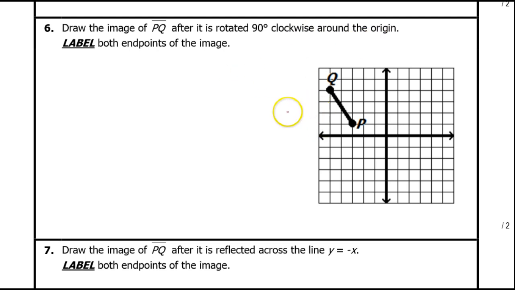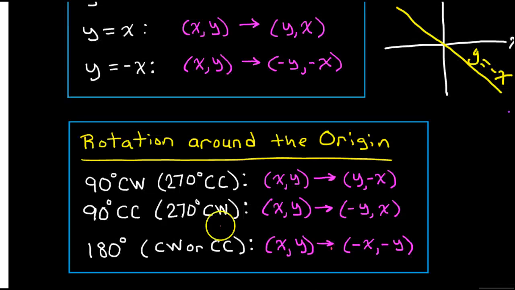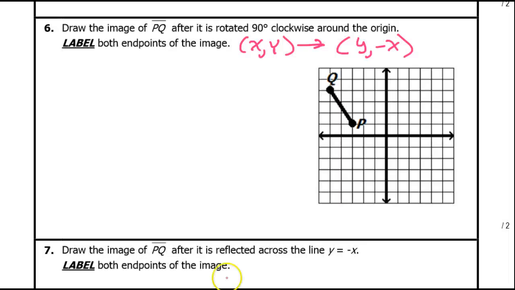So for this, I suggest using the rule that every point (x, y) is going to become the point (y, opposite of x). And again, this is why we had to memorize these rules. Y, opposite of x, 90 degrees clockwise. So to use this, we really need to take note of the coordinates of the original points Q and P.